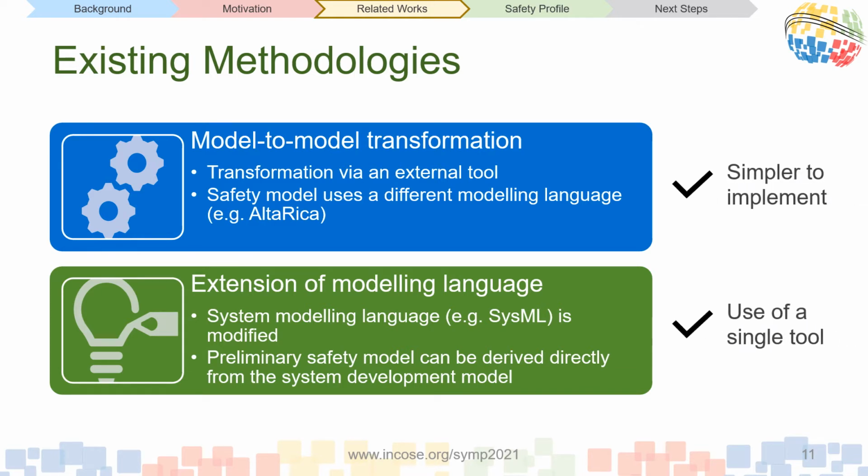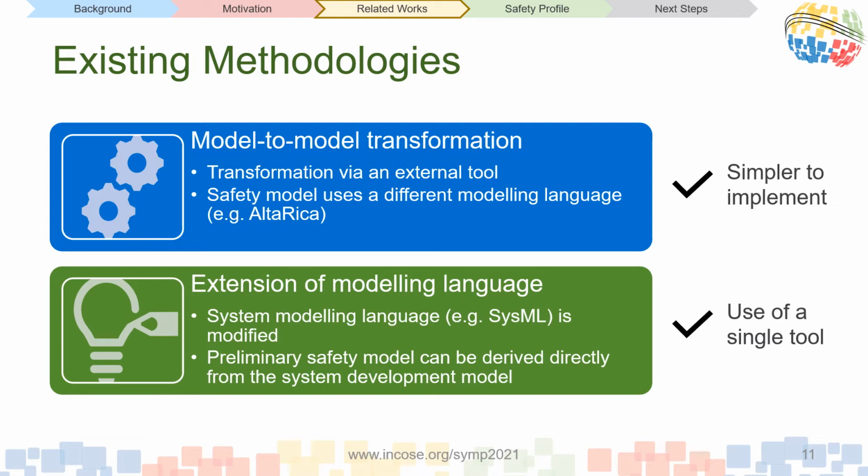Practically speaking, model-to-model transformation methodologies are simpler to implement since they make use of existing safety analysis technologies and their capabilities. So for example, Altarica models are already used for safety assessment at many major companies within the aerospace industry, and hence tools are well developed and in some cases even certified.